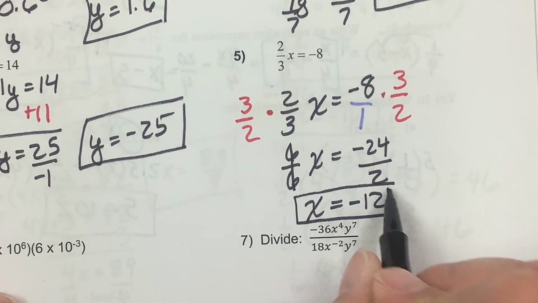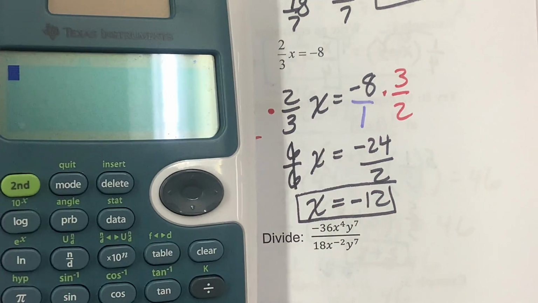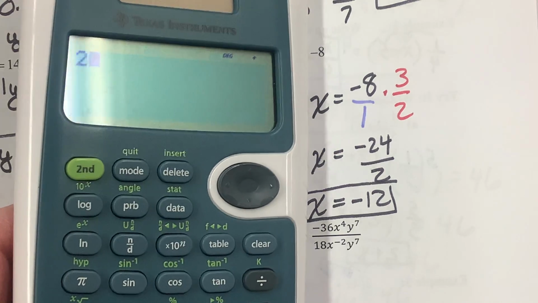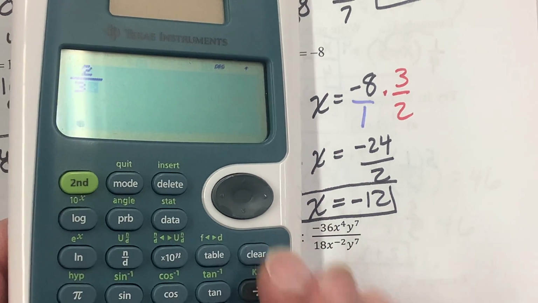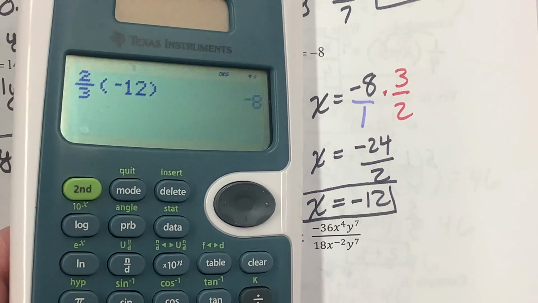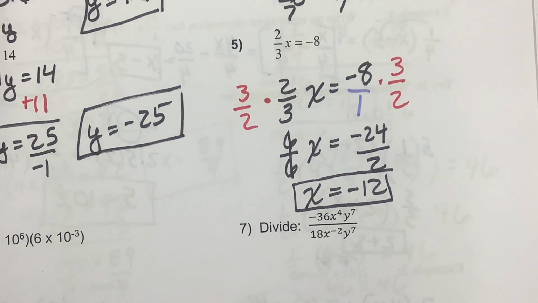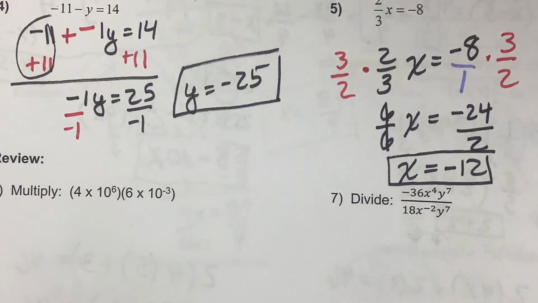Let's see what that does. 2/3 times negative 12. All right. Here we go. 2/3 times negative 12 is negative 8. Ta-da, it checked. All right, down here.